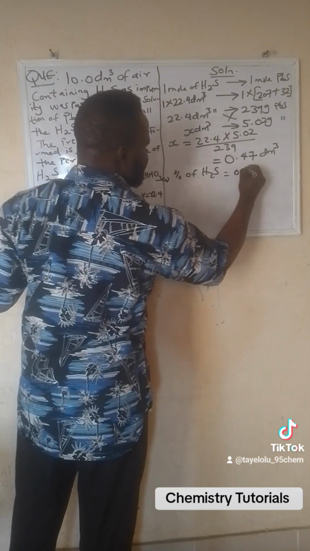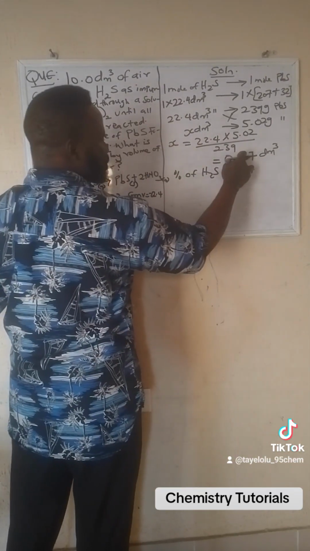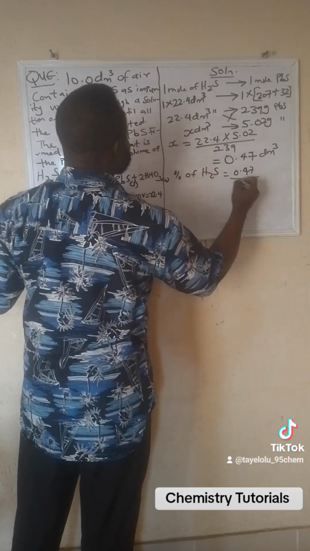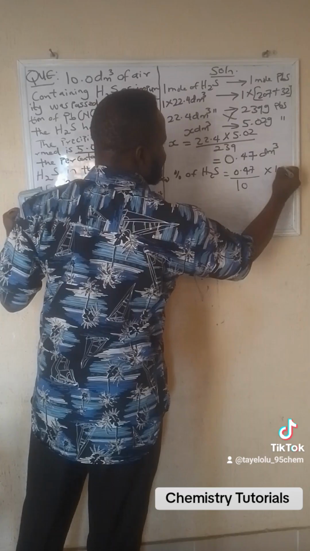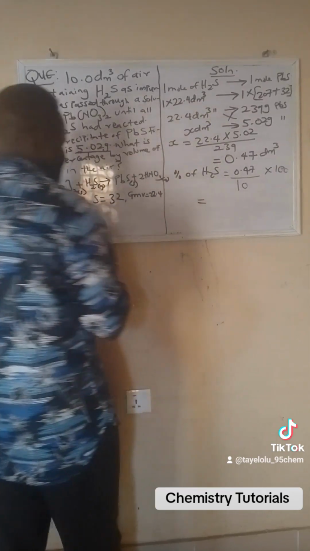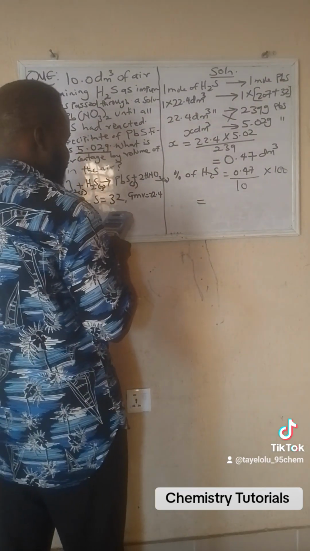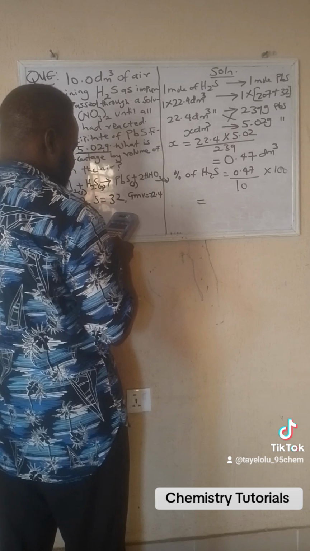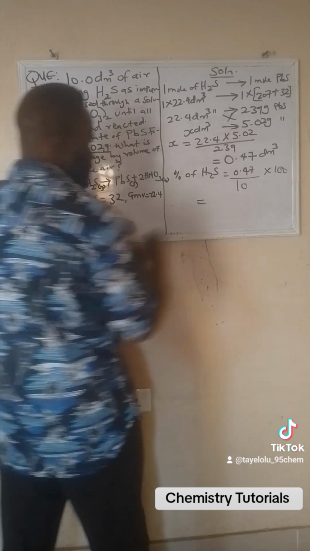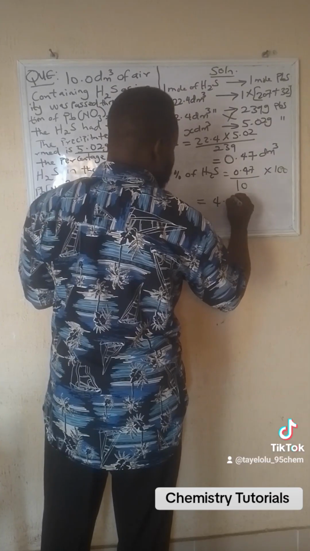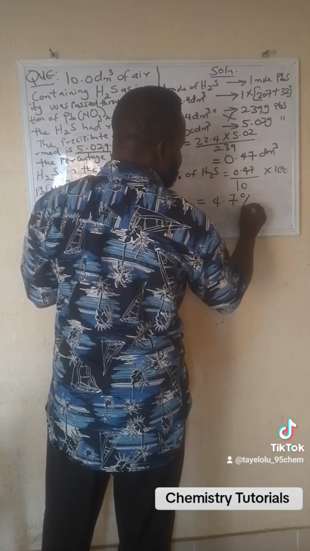So by the time you want to get the percentage of H2S present in the air, it will be 0.47, that is the volume of the H2S, divided by the total volume of the air, which is 10, multiplied by 100. That will give us 0.47 divided by 10 multiplied by 100. That will give us 4.7%.